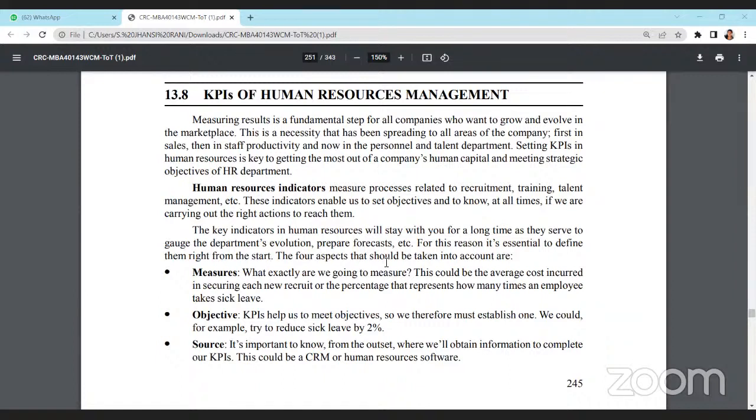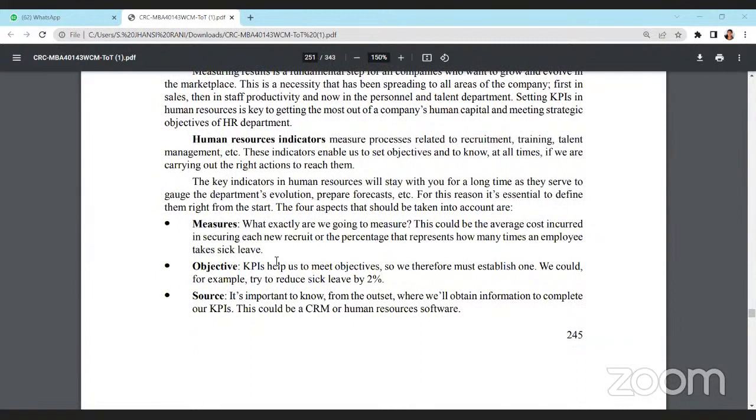Similarly, human capital is the biggest investment in any organization. So as an organization where a manufacturing process is going on, it is a responsibility to know how to have HR indicators, that is human resource indicators, and this process is related to recruitment, training, talent management, etc. These indicators will enable us to set objectives and to know at all times if we are carrying out the right actions to reach them. The key indicators in human resources will stay with you for a long time as they serve to gauge the department's evolution, prepare forecasts, etc.